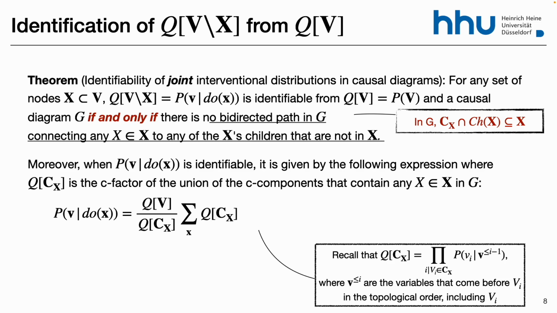So this graph is the bow graph. X is confounded with one of its children, just Y. So they are in the same C component. And because of this, the probability of Y given do X is not identifiable, but that's just for the joint, right? And the joint is just Y in this small graph. But if you have a larger graph, we will have examples. You can detect identifiability of the joint interventional distribution by just applying this graphical criterion.